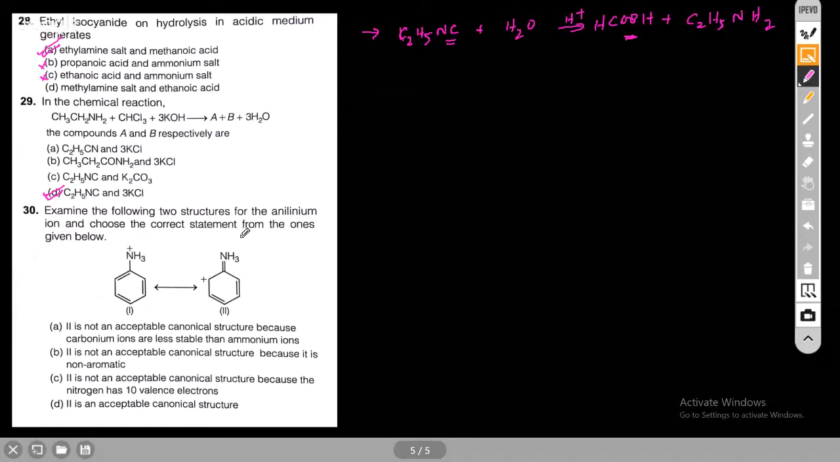You see in this structure, nitrogen has 10 electrons. If you go by these options one by one, obviously here it is written that it has 10 valence electrons, which violates the basic rule of bonding. That's why this structure is not acceptable as a resonating structure, right? So option C is correct here. Ramcharan, right? Understood this?